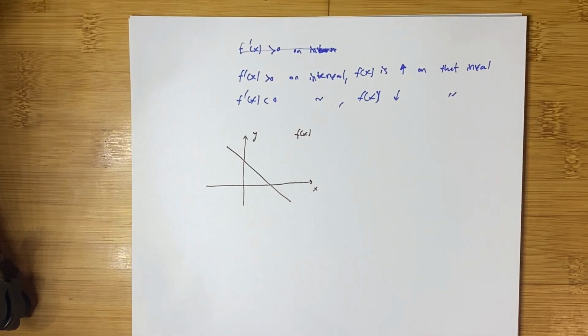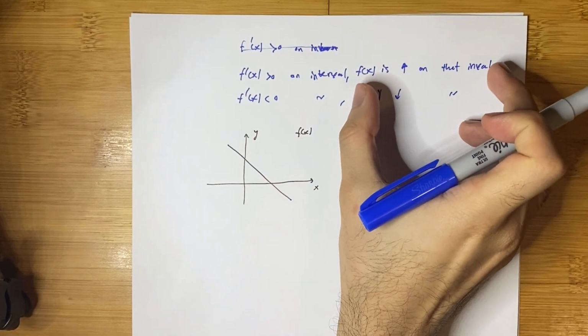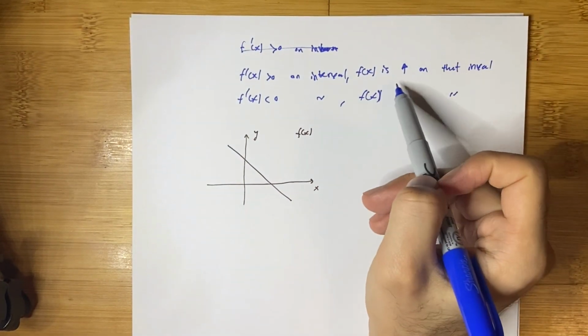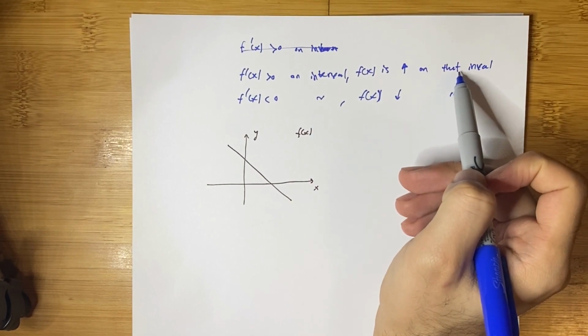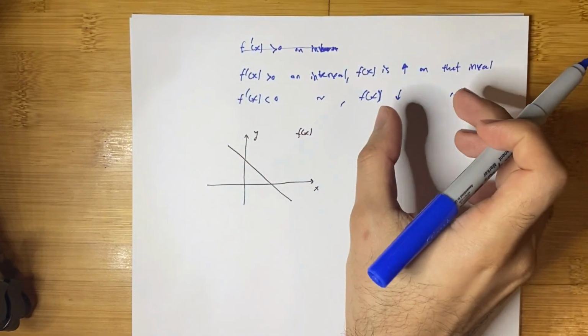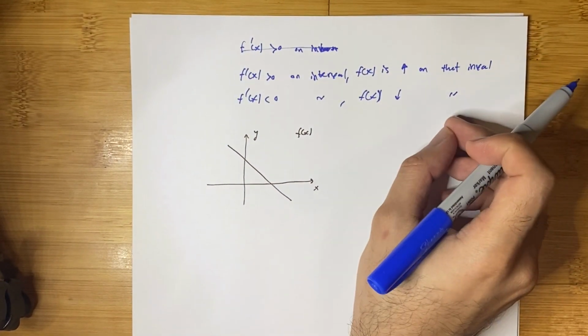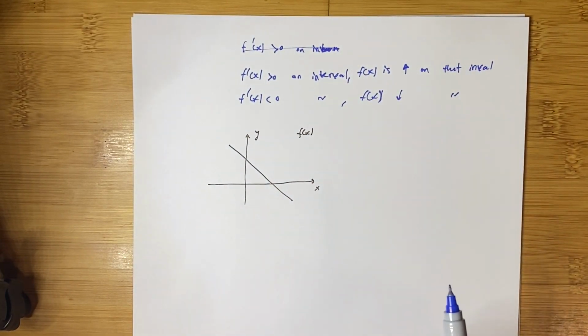So again, from our last video, what did we say? If f of x is increasing on an interval, how will the derivative look? It will be positive. And if f of x is decreasing on an interval, its derivative will be negative.